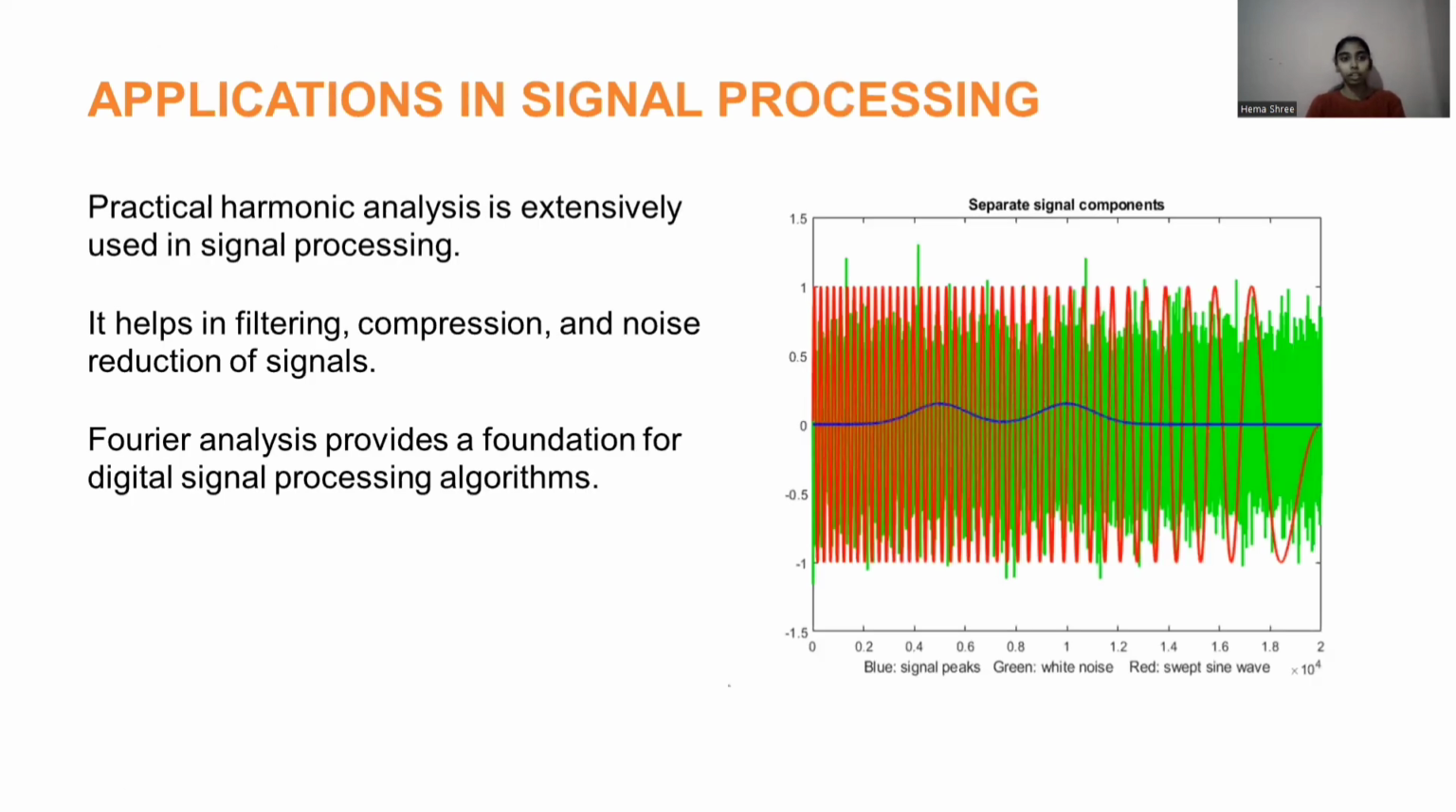Applications in signal processing. Practical harmonic analysis is extensively used in signal processing. It helps in filtering, compression, and noise reduction of signals. Fourier analysis provides the foundation for digital signal processing algorithms.